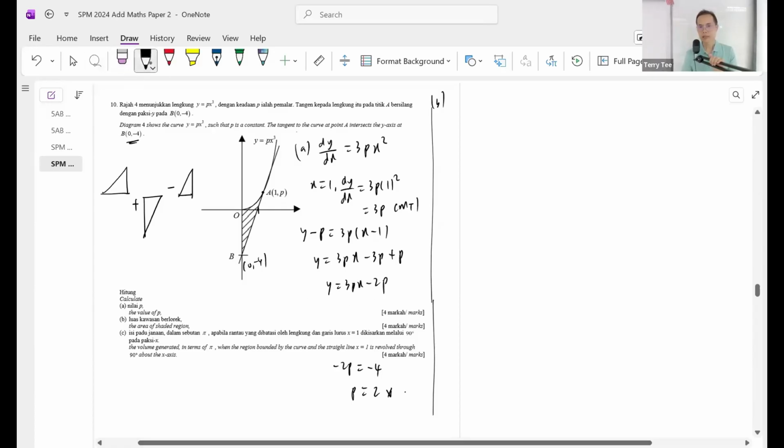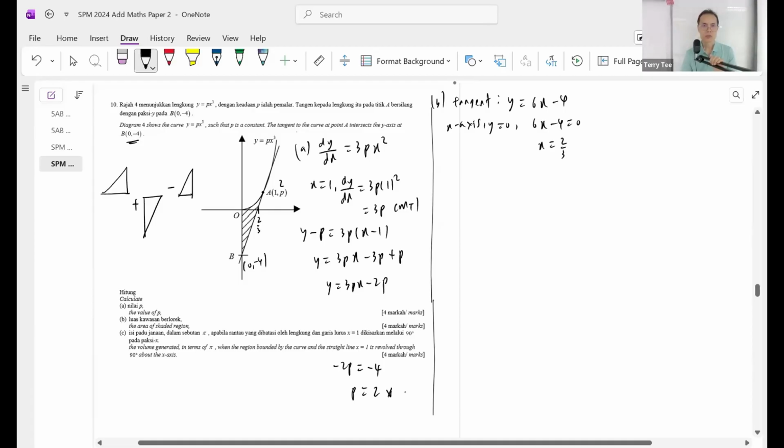So now that I know my p is 2, you sub inside. Your tangent is this, right? Don't need to rewrite this. Your tangent is y equals, your gradient is 3 times 2, 6, so 6x minus 4. This is your tangent. We know at the x-axis, your y is 0. So 6x minus 4 is 0. X is 2 over 3. So this is 2 over 3.